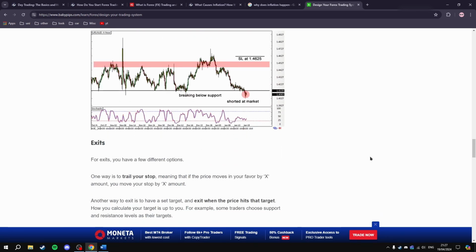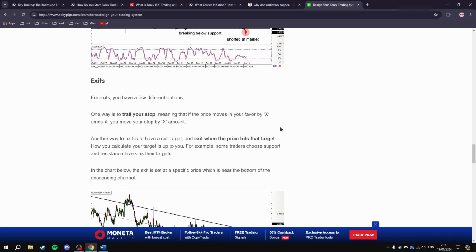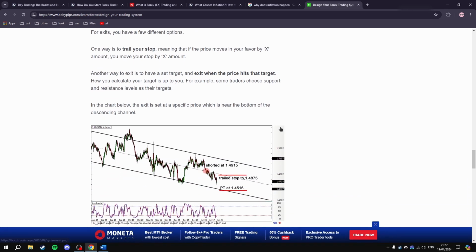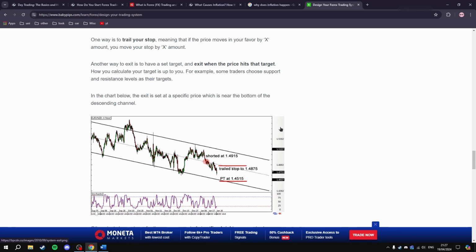Right, okay. For exits, you have a few different options. One way is the trail stop, meaning that if the price moves in your favor by X amount, you move your stop by X amount. Another way to exit is to have a set target and exit when the price hits that target.